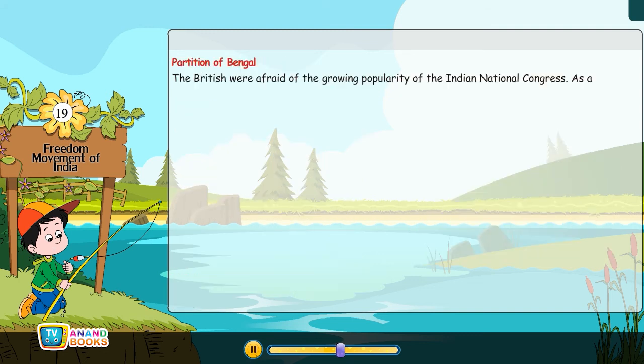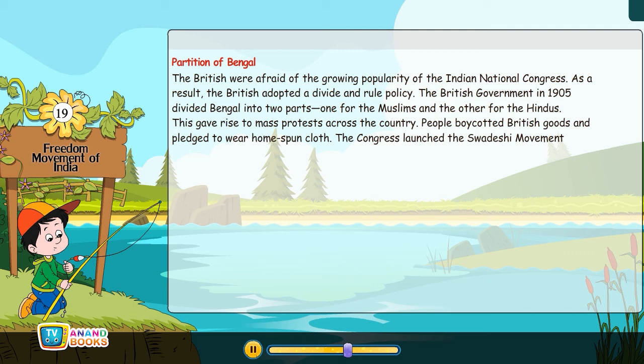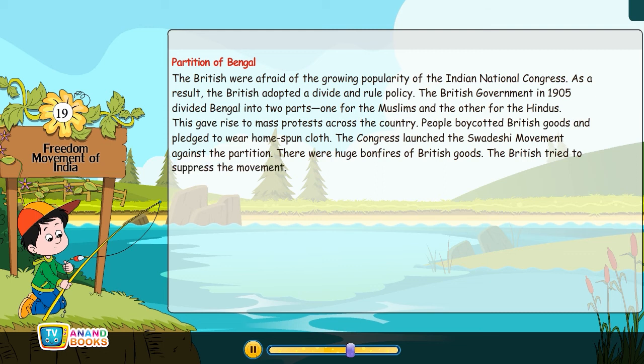Partition of Bengal. The British were afraid of the growing popularity of the Indian National Congress. As a result, the British adopted a divide and rule policy. The British government in 1905 divided Bengal into two parts, one for the Muslims and the other for the Hindus. This gave rise to mass protests across the country. People boycotted British goods and pledged to wear homespun cloth. The Congress launched the Swadeshi movement against the partition. There were huge bonfires of British goods. The British tried to suppress the movement.